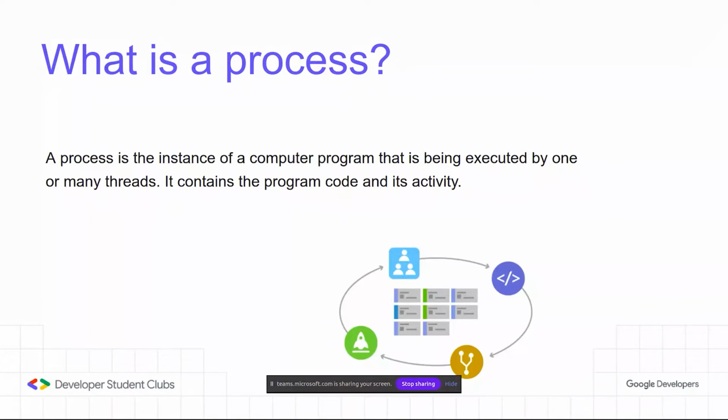So now let's have a brief look at what happens after we complete the code and go on to execute it. When we run a program, it gets converted into a process. So what exactly is a process?